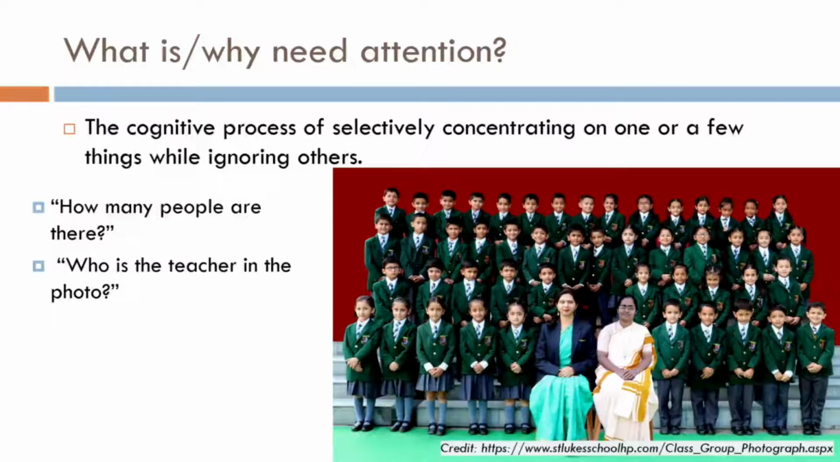Now suppose the question being asked is, who is the teacher or who are the teachers in this photo? Immediately, our attention shifts from looking for heads in the photograph to people with adult features, right? Immediately we start looking for people whose faces have adult features. So now we are paying attention to something else.